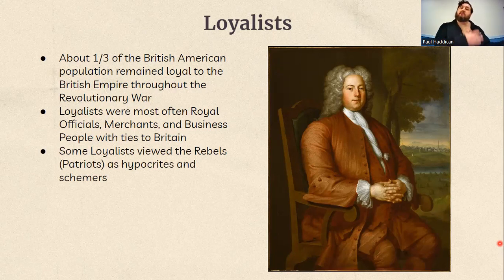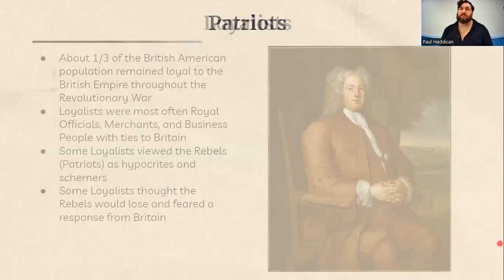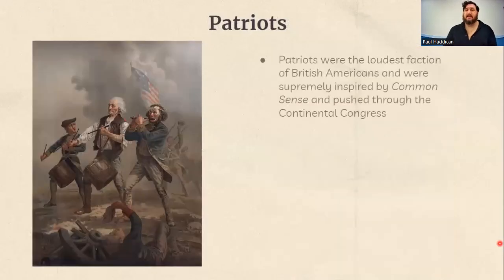They are going to view the rebels as hypocrites and schemers. They're going to say, "You guys are just trying to do this for the attention. You don't have good intentions behind it. Who are you? You're farmers. How are you going to lead a country, right?" And some loyalists truly think that the rebels are going to lose, and they are then even more worried about what Britain is going to do to them. Remember, Britain had already closed the Boston port, right? What more would they do that would then hurt these merchants and these people who are just trying to make their living here?